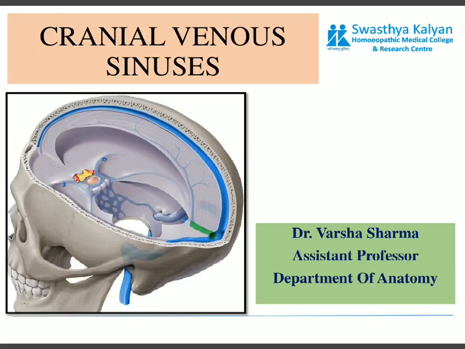Good morning, students. In today's lecture, we will be discussing two paired cranial venous sinuses, that is the transverse sinuses and the sigmoid sinuses, in detail. In previous lectures, we had talked about the cavernous sinuses and also about the unpaired cranial venous sinuses. So today we will talk about transverse and sigmoid sinuses.